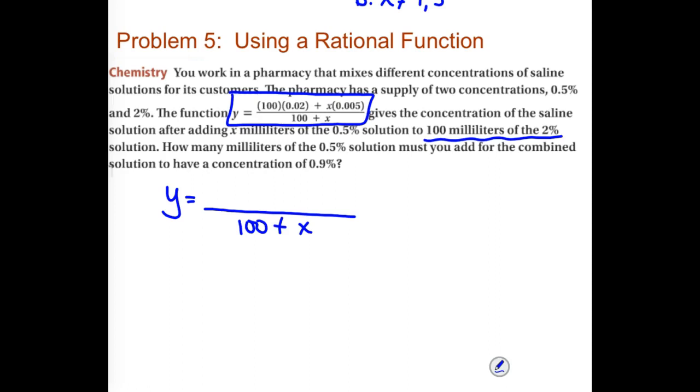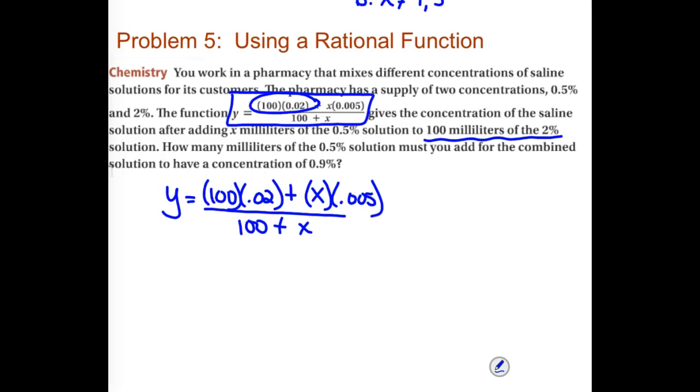The numerator is going to be how much of this volume is actually saline. We have 2% of our 100 milliliters is saline. That's what a 2% solution means. It means 2% of your quantity is the actual saline solution. The rest is water. So we have 100 milliliters. Of that 100 milliliters, only 2% is actually saline. Then we are adding to it some number of milliliters that is only 0.5%. So 0.5% would be 0.005, 5 thousandths. Does that make sense where the equation is coming from?